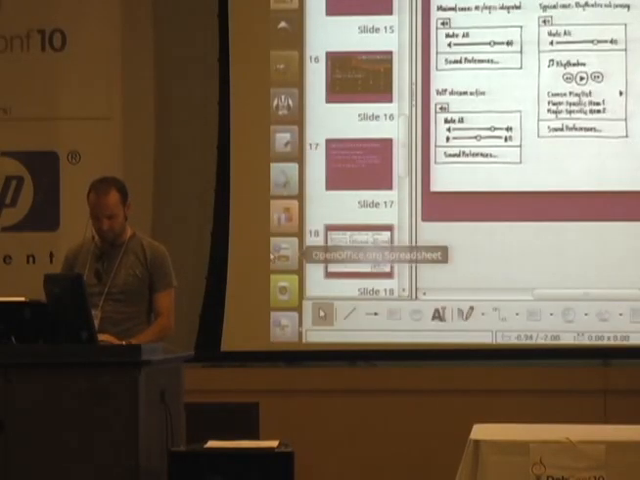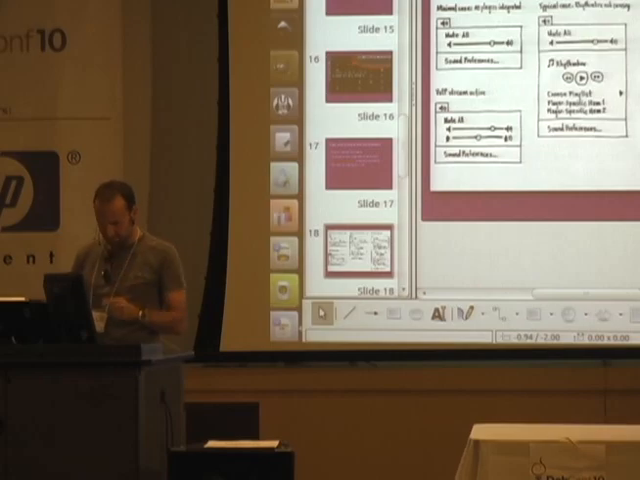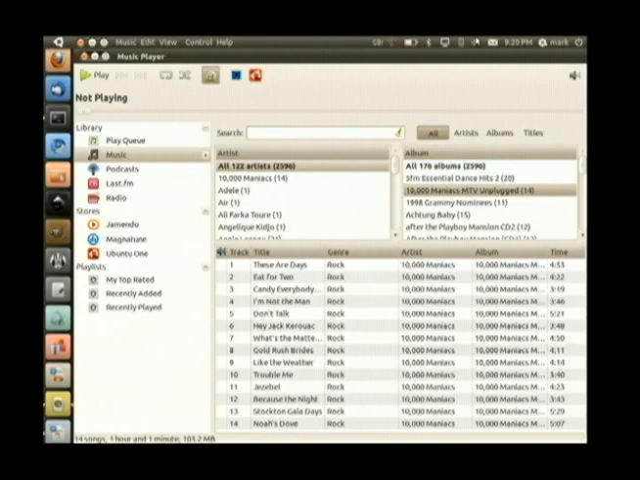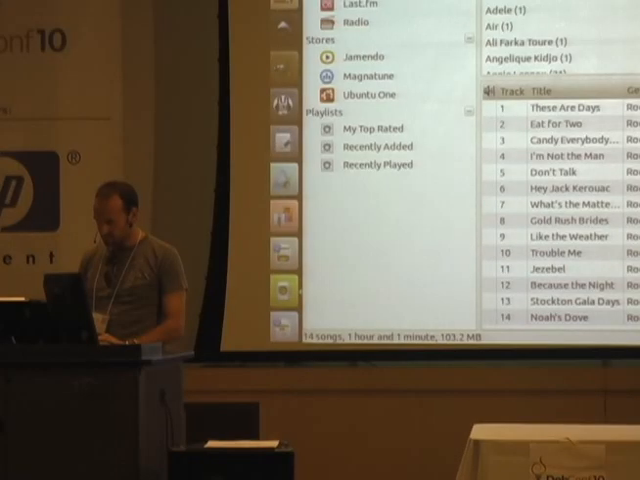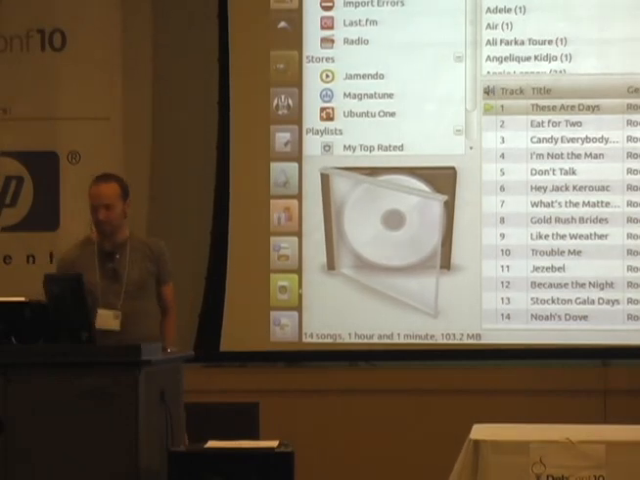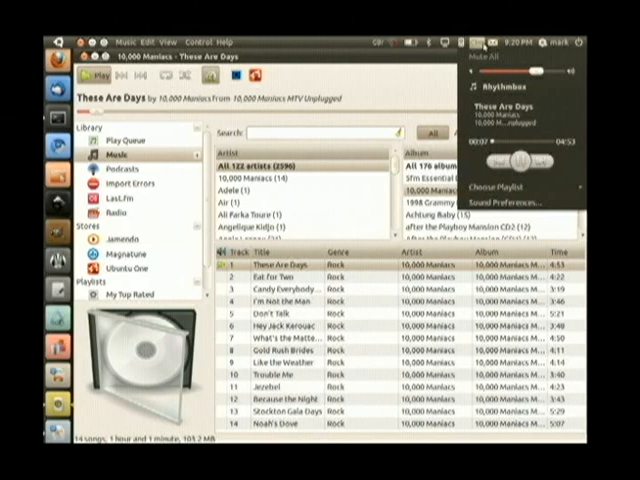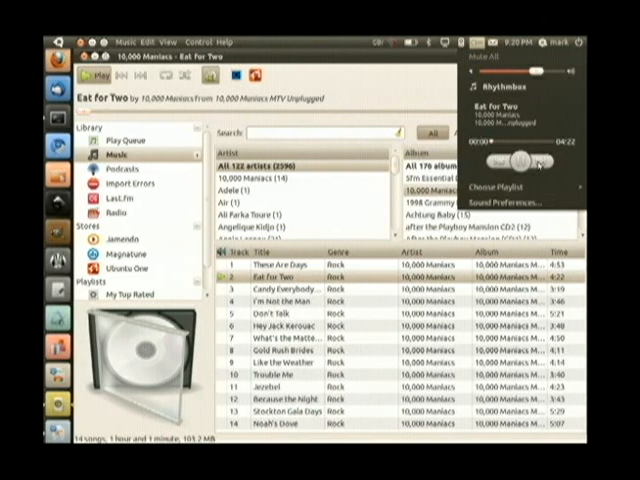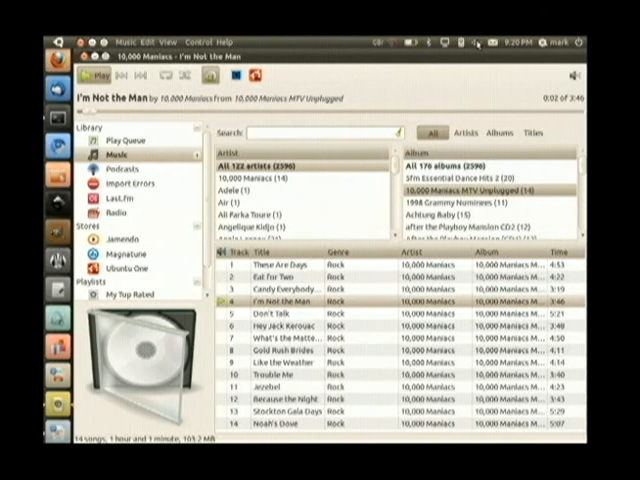and I think it's working quite well. I'm muted, but you get the idea. So you have a nice, convenient way of jumping through your music, pausing, playing, stopping.